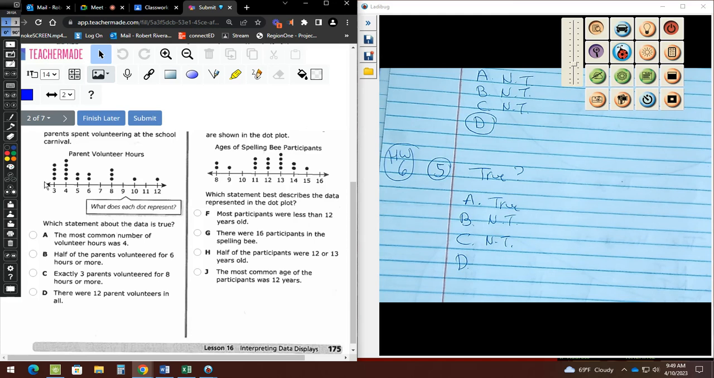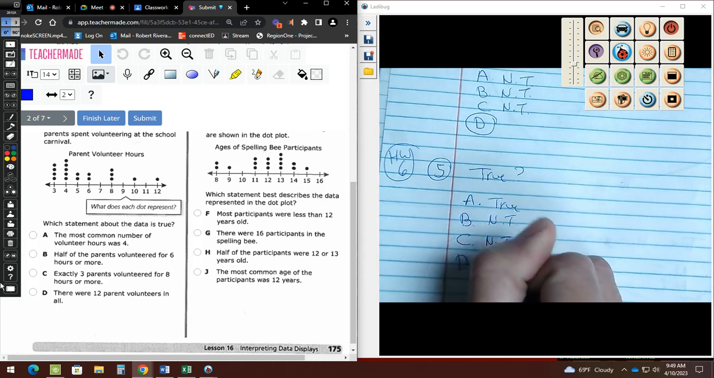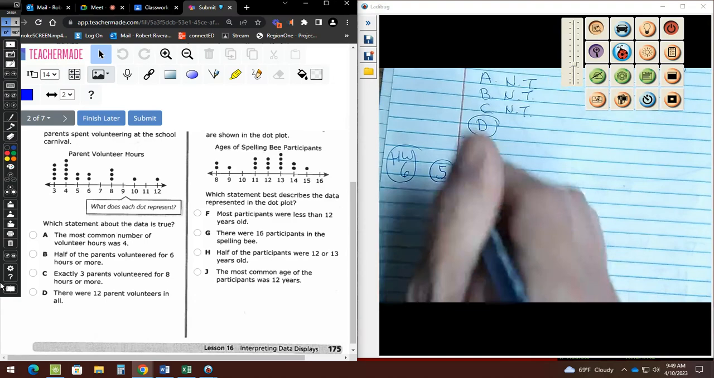By the 6th hour, look. 1, 2, 3, 4, 5, 6, 7, 8, 9, 10, 11, 12. Yeah, by the 6th hour, we already have 12 parents, and they're saying that there's 12 in all. The other ones were ghosts or what? No. Not true. Not true. The answer is A.